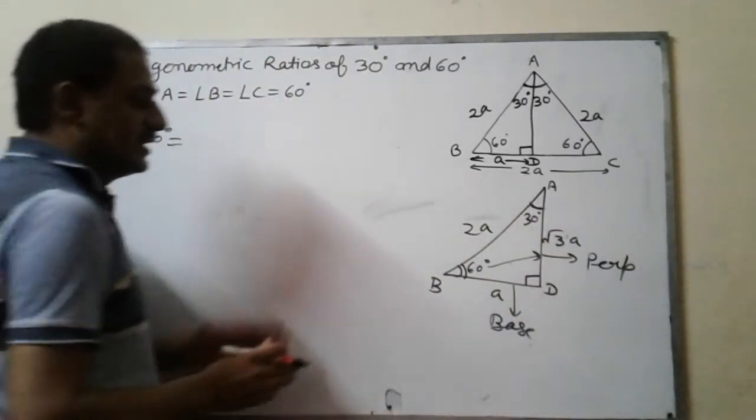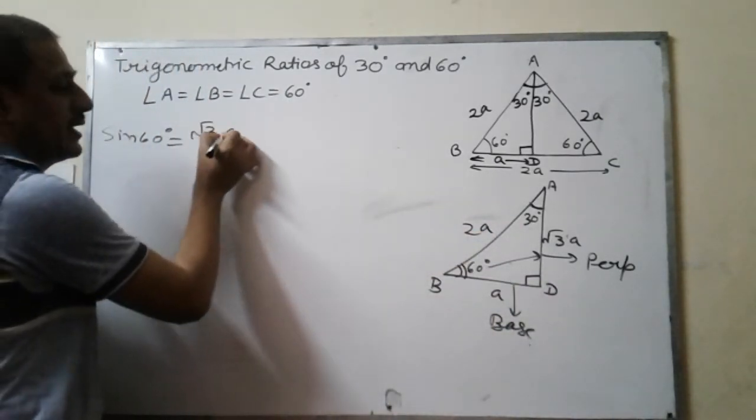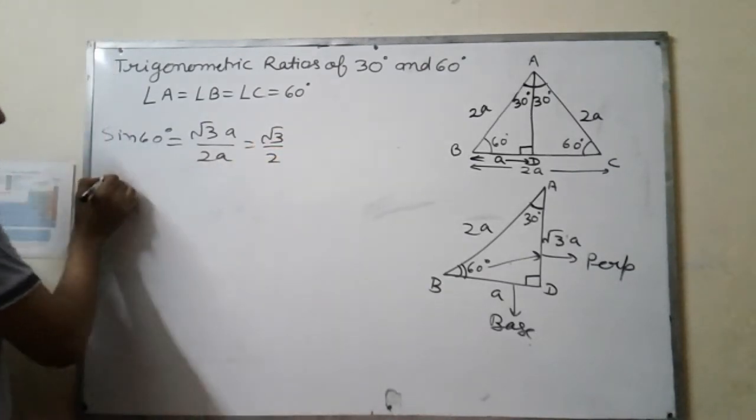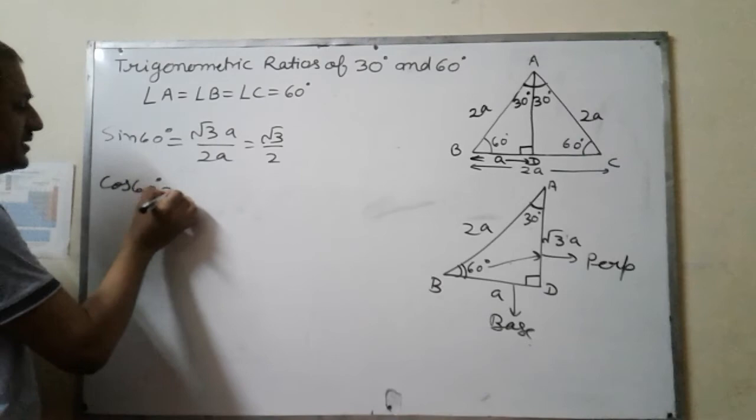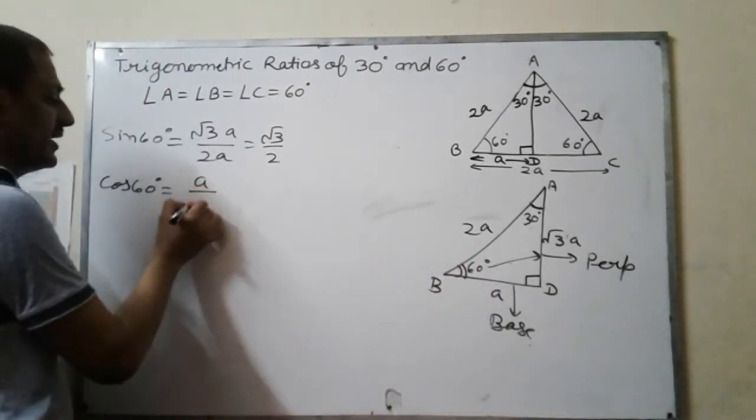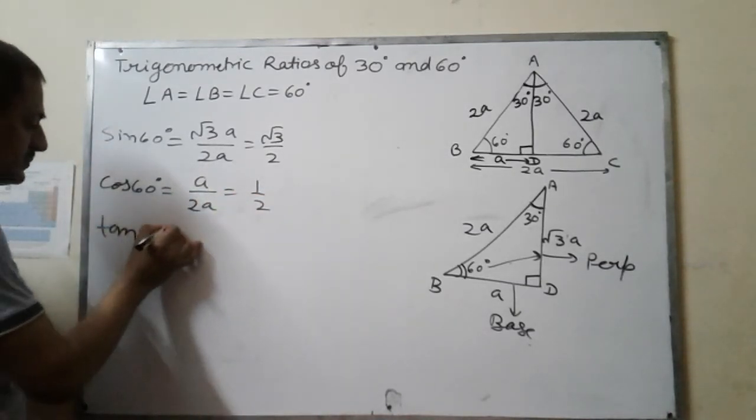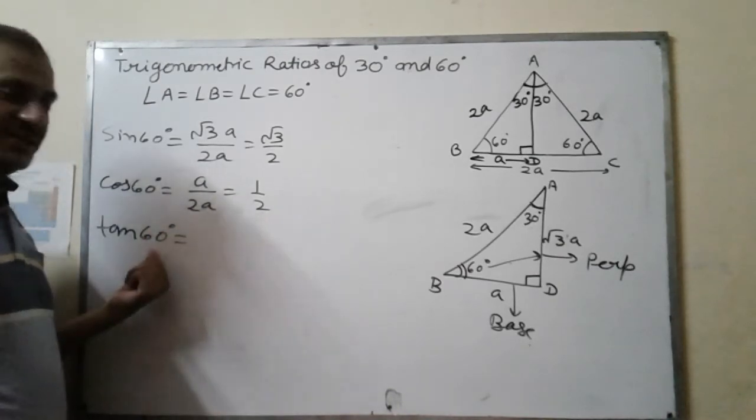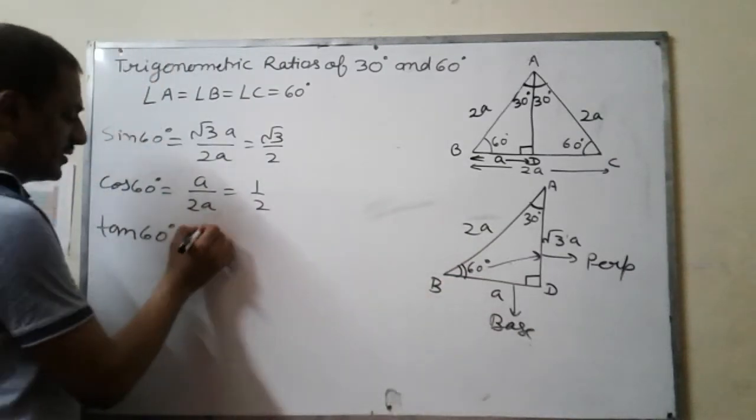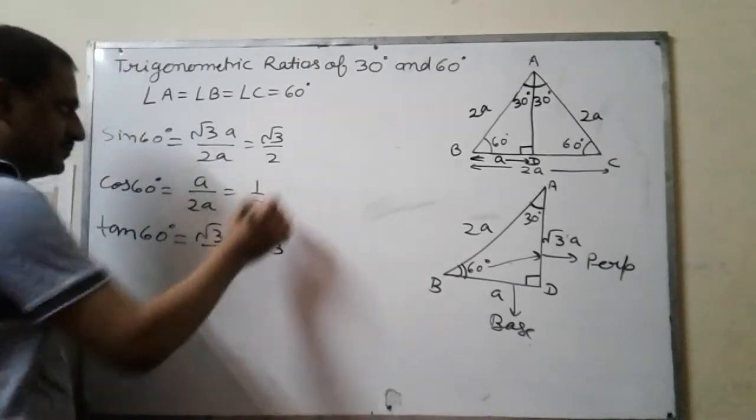Sin 60, sin equal to perpendicular upon hypotenuse. Perpendicular is root 3 A upon 2A. It is equal to root 3 upon 2. Cos 60 degree is equal to base upon hypotenuse. Base is A. A upon 2A equal to 1 upon 2. Tan 60 degree is equal to perpendicular upon base. Perpendicular is root 3A upon A is equal to root 3.